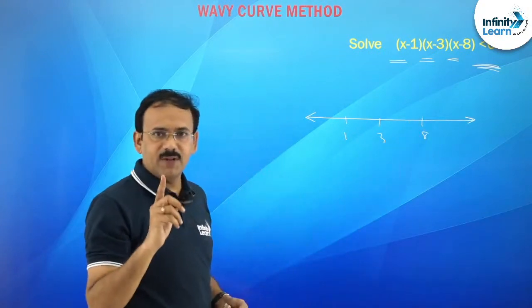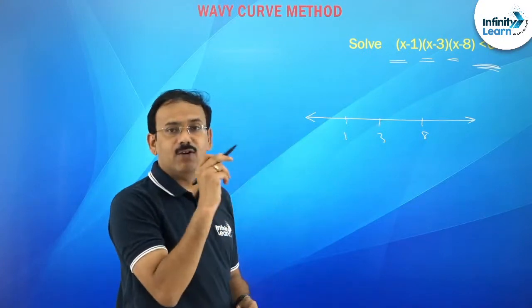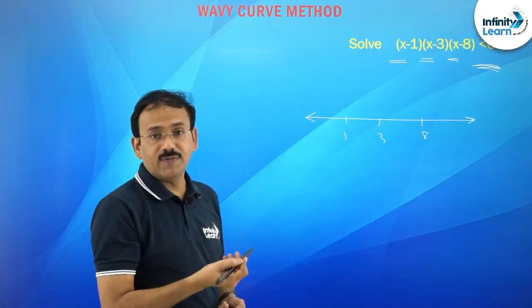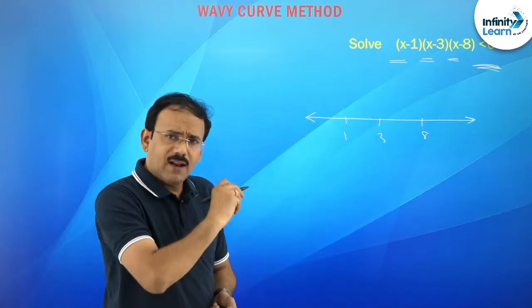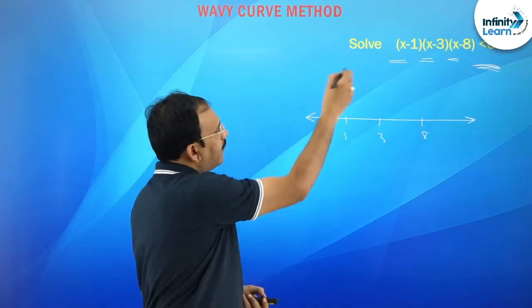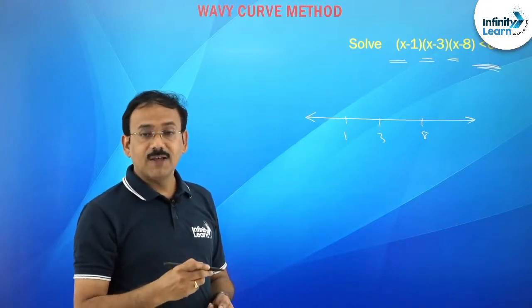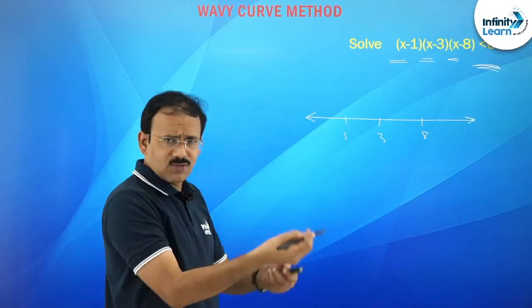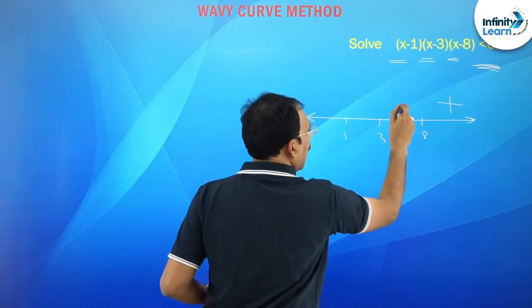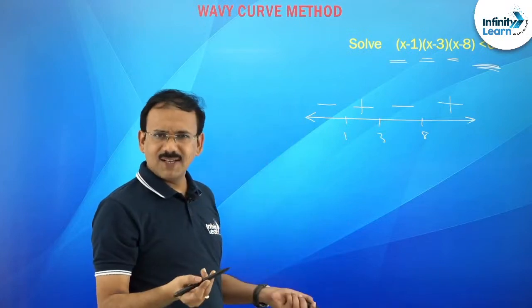Is it clear, friends? Let me repeat. Confirm 0 on the right side. Second, let the leading coefficient be positive. That is, x into x into x will give x cube whose coefficient is 1, positive. If not, I will multiply with minus 1 to make it positive. Then next, plot the numbers where the linear factors will become 0. Now the wavy curve method says, the extreme right will always be positive, then alternate plus, minus, wherever a sign change comes, that is all.